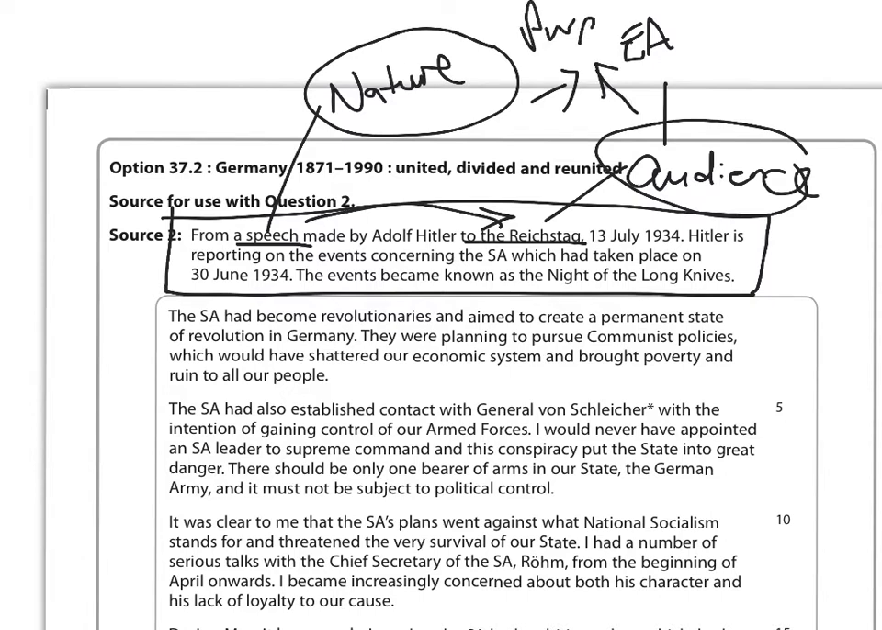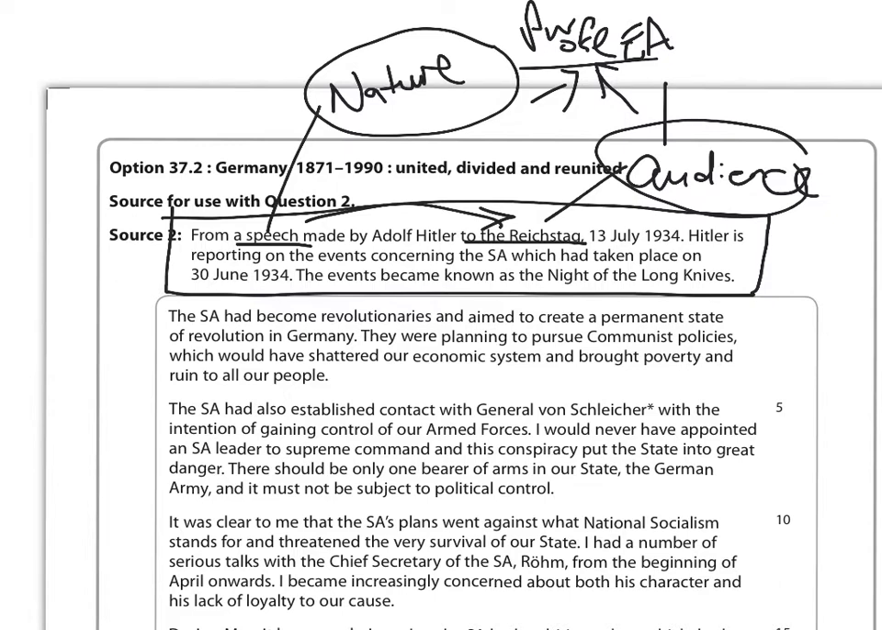Okay, so I haven't got the space to write it there, but you cannot understand the purpose of the speech unless you have that historical knowledge. So you look at the provenance and apply your knowledge, and you come up with the key points.